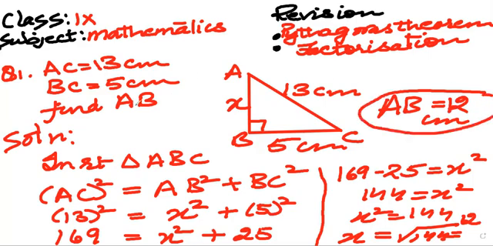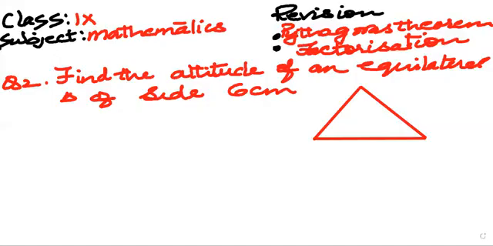So children, by using Pythagoras theorem, we have solved this equation and we got the value of the third side, which is not given to us. I hope, children, you are clear with this question. Now children, let us discuss question number 2.